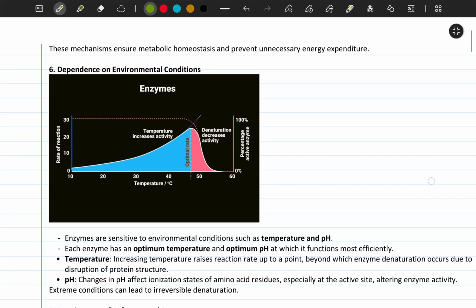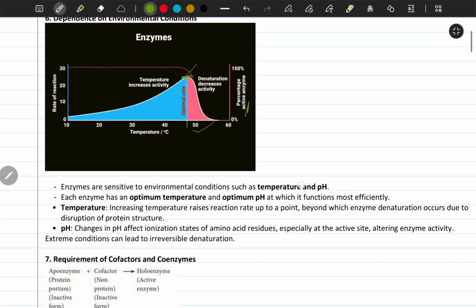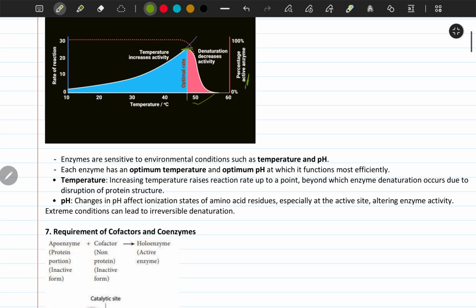Next is dependence on environmental conditions. So temperature is seen and rate of reaction is seen. At a temperature between 40 and 50, the rate of reaction is at its highest, and then denaturation starts. Percentage of active enzyme: we see that at this point the enzyme is most active, or the rate of reaction is maximum.